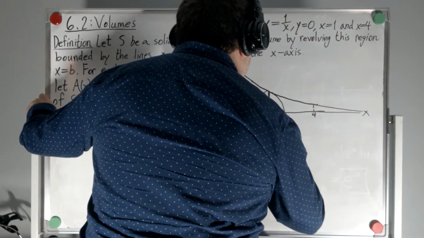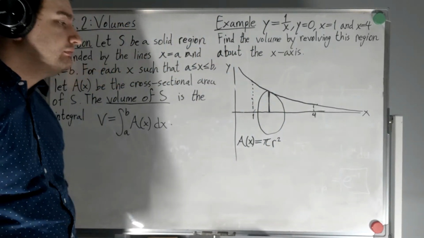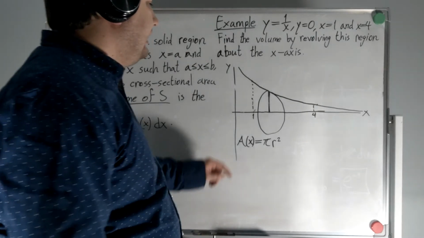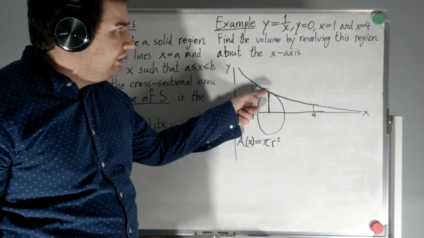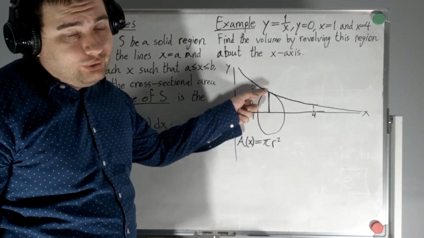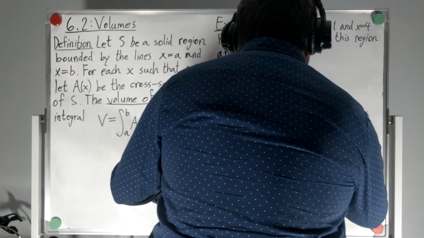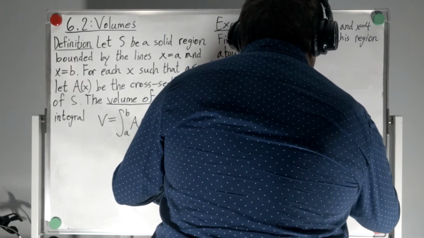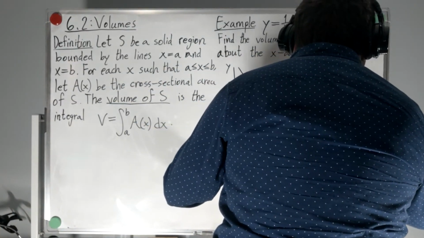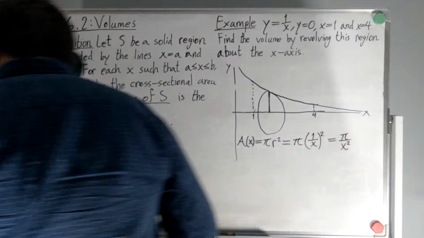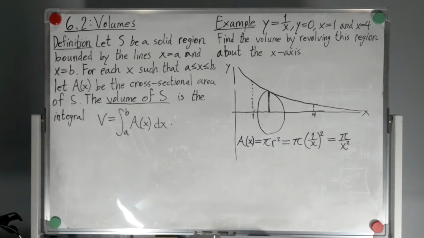Area is pi r squared of a disk. In this case, r is the distance between the x-axis and this curve, but that would just be what we call the y-coordinate of the curve, so 1 over x. So pi times (1 over x) squared. Or in other words, pi over x squared. So this is the cross-sectional area of the solid.